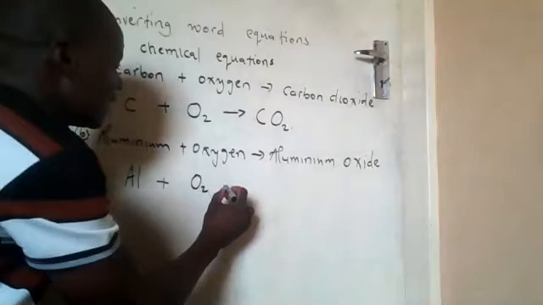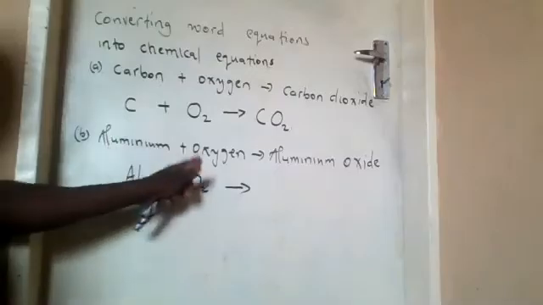Now, what are we forming? We are forming aluminium oxide. How do we write aluminium oxide? That's the task that we have. These ones, you can get them from the periodic table.